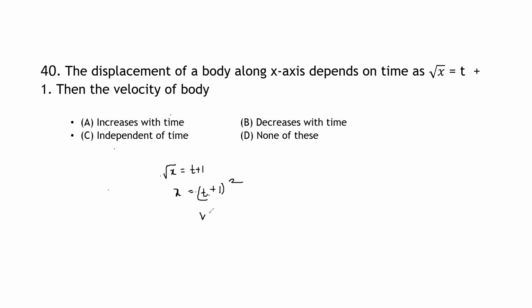Okay, we need to calculate velocity. Therefore, velocity is equal to dx divided by dt, which is equal to d by dt of (t plus 1) whole square. So, if I differentiate this with respect to t by using differentiation of x raised to n, the formula, final answer I'll write, that is 2 into bracket t plus 1. You can see here the t value is increasing because it is t plus 1. Therefore, what we can say, it increases with time. Okay. So option A is the correct option.